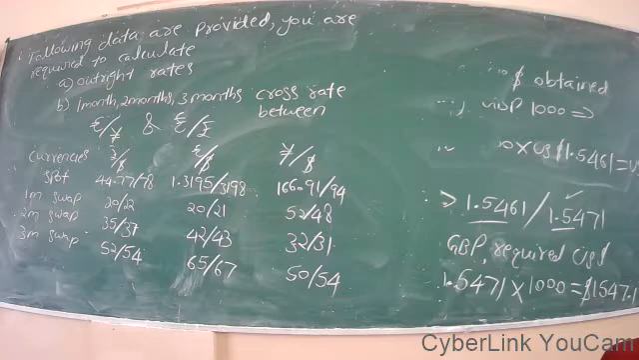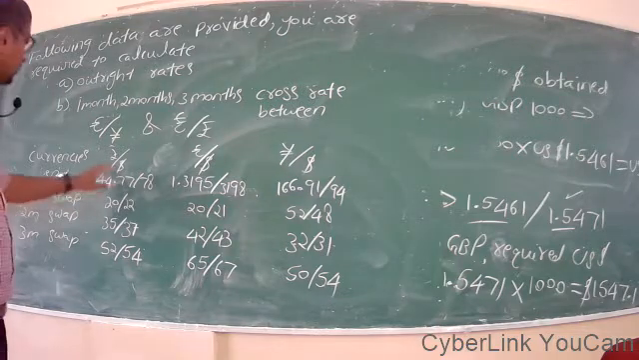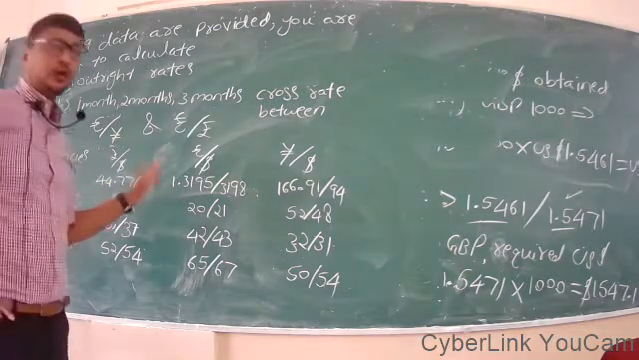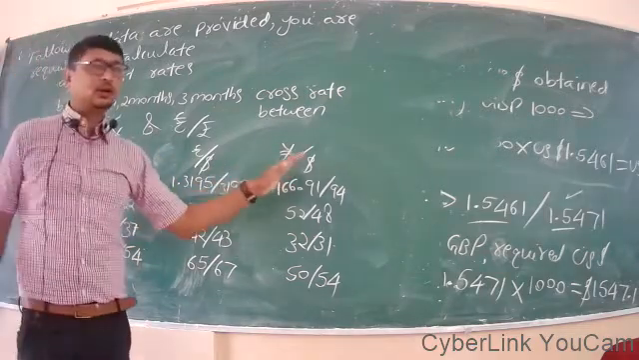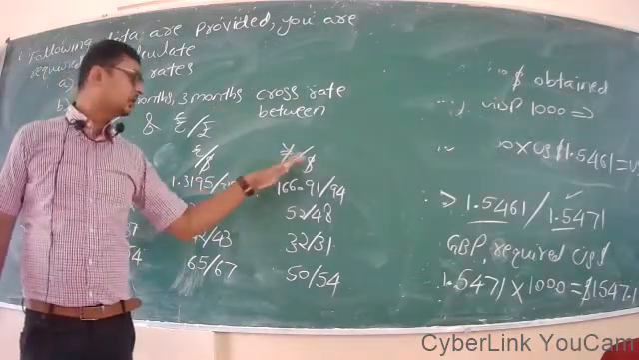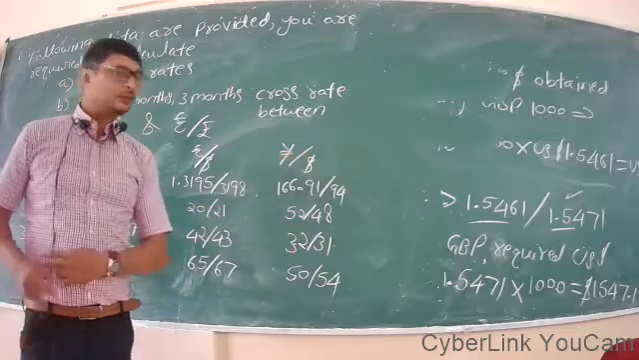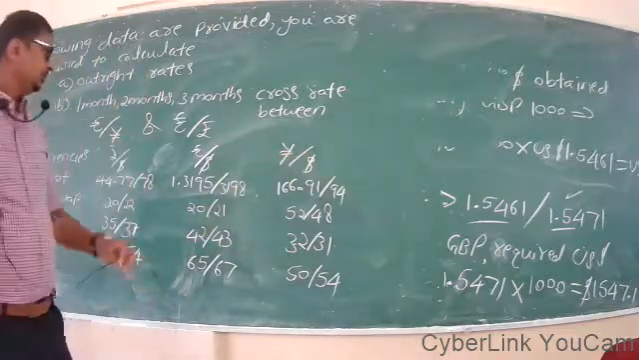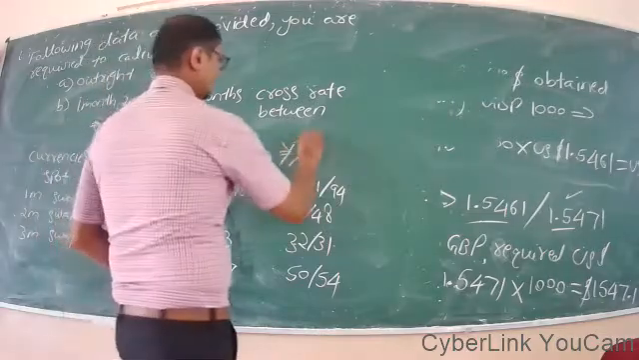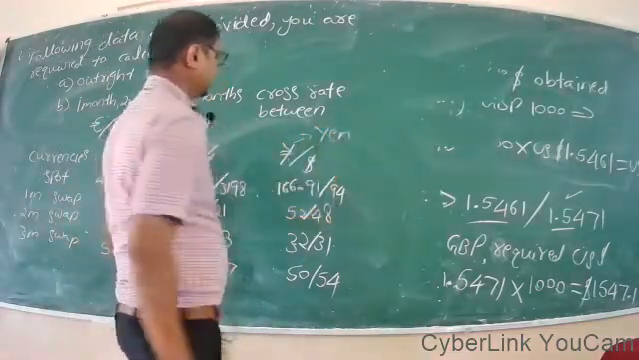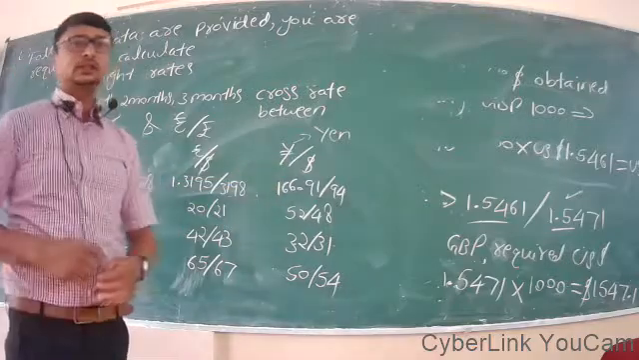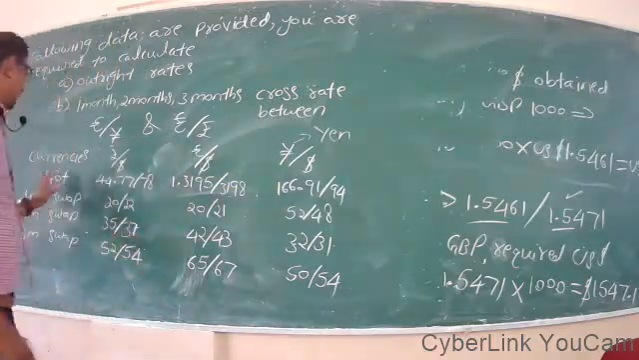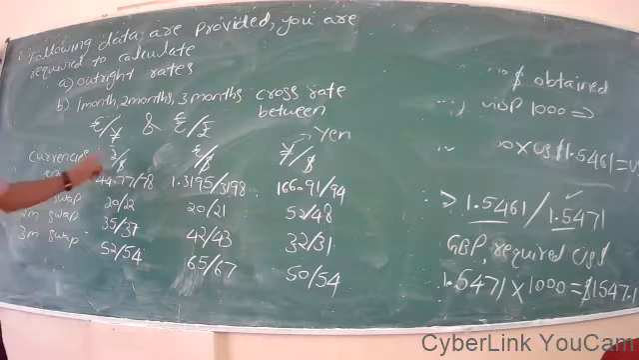Quotations given are rupee per dollar, INR per US dollar, euro per dollar, and yen per dollar, Japanese yen. We are assuming this as Japanese yen, right? Now, this currency symbol I explained earlier also. This is the Japanese yen, or the same symbol is used as Chinese yuan.